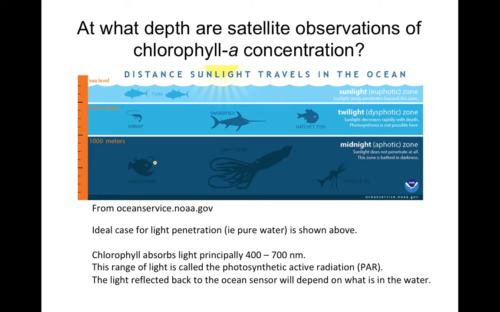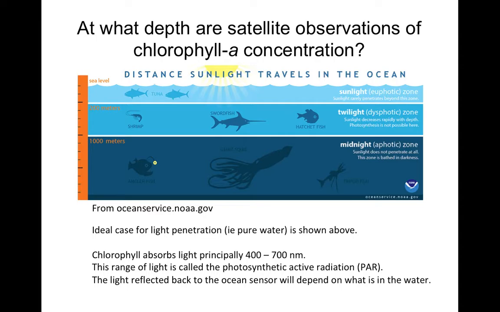So you may have noticed that I've said so far that the satellite observations are looking at surface responses. The satellite observations are able to estimate the surface concentrations of chlorophyll A. Now the definition of surface changes depending on what is in the water.